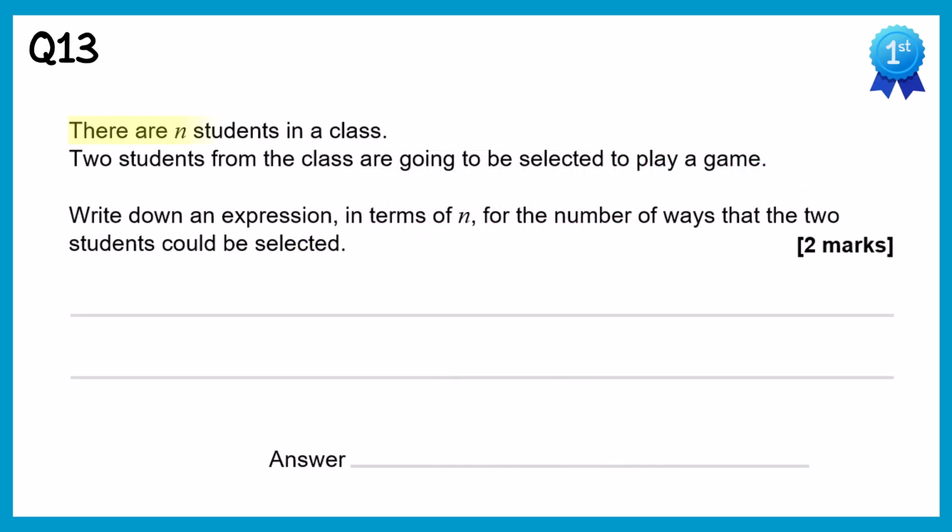In this question, we're told that there are n students in a class, and 2 of the students are going to be selected to play a game, and we need to find an expression in terms of n for the number of ways that those 2 students could be selected. To do this, we're going to imagine picking the first student.